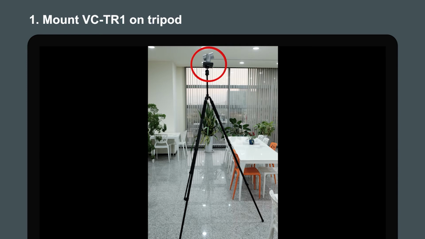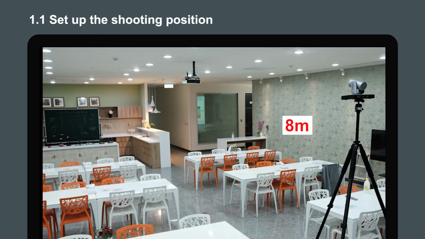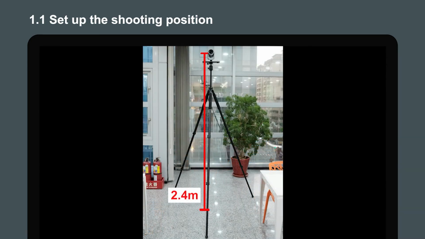Position your camera above the audience on a tripod or dedicated mount. Take care to position the camera correctly. Position the camera around 8 meters from the subject, ideally at a height of 2.4 meters from the ground.